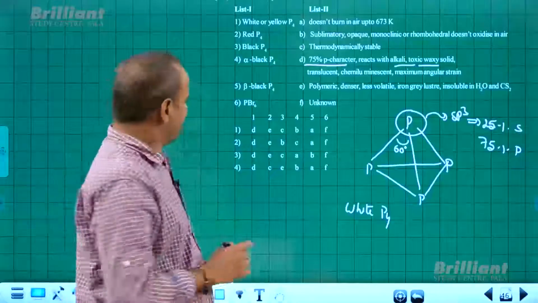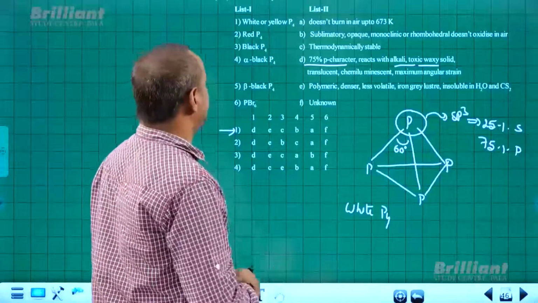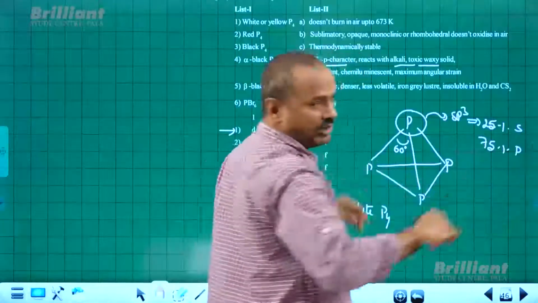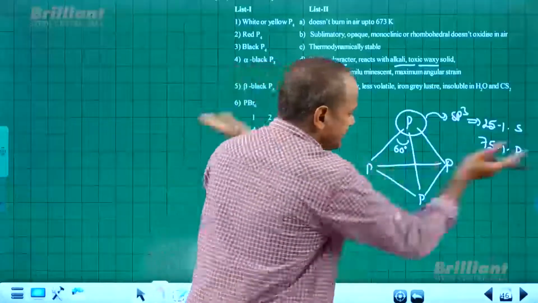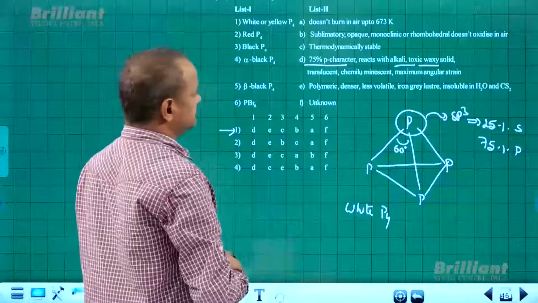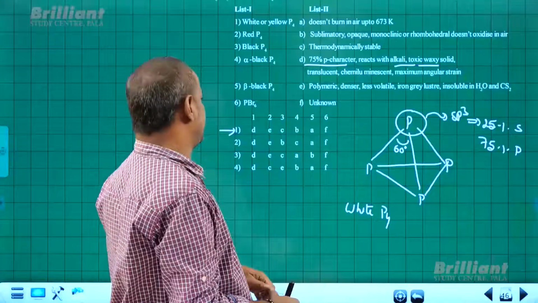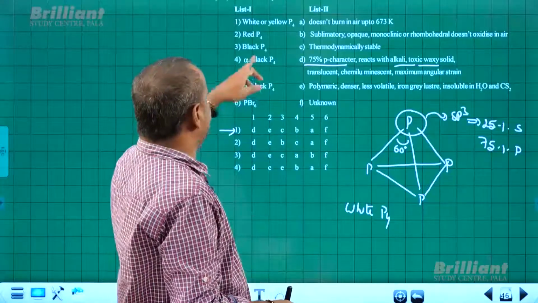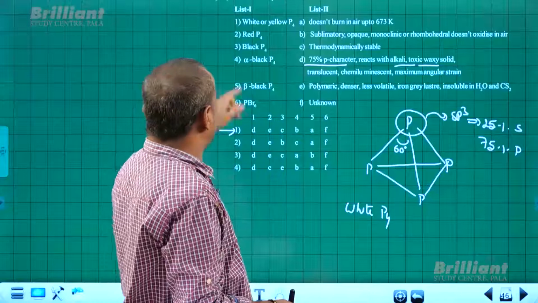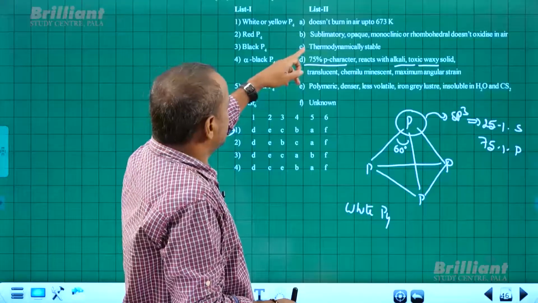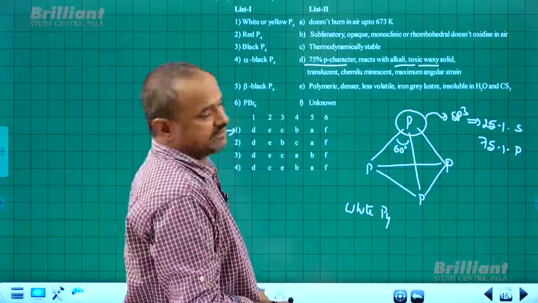That is, 1 coincides, all of them. That is 1D, 2E. Red phosphorus is a polymer. All phosphorus atoms join together to form a polymeric state. That means this bond will break and join with a side chain. That is called linear chain formation. It is less volatile because it is polymeric in nature. Insoluble in water and also CS2. Correct one. 3C, black phosphorus, is the thermodynamically more stable one. Correct one. 4B, alpha black, is sublimatory, opaque, monoclinic, rhombohedral, and does not oxidize in air. Correct one.